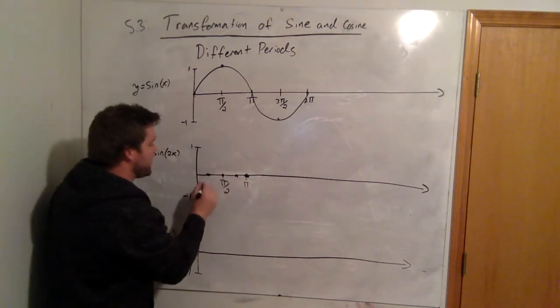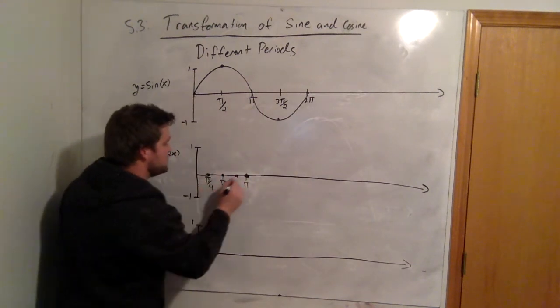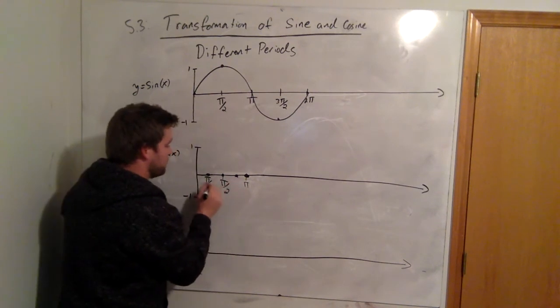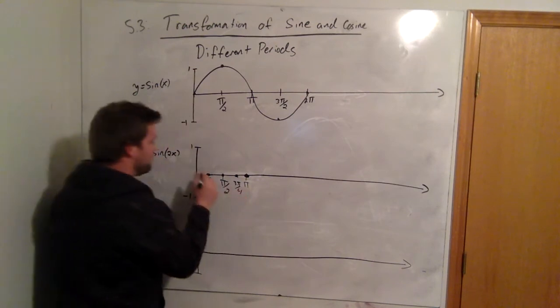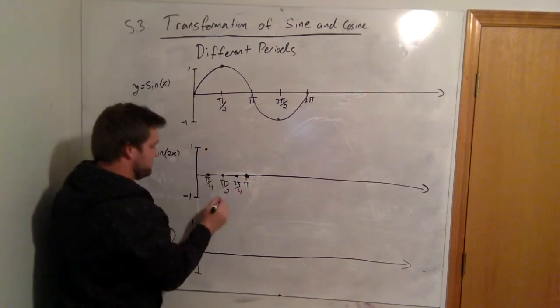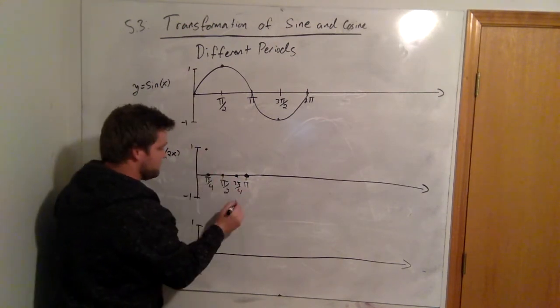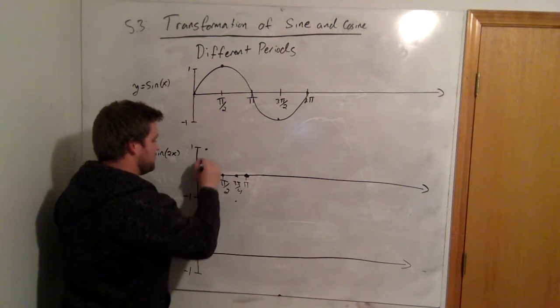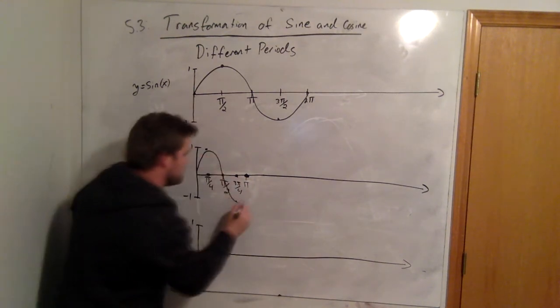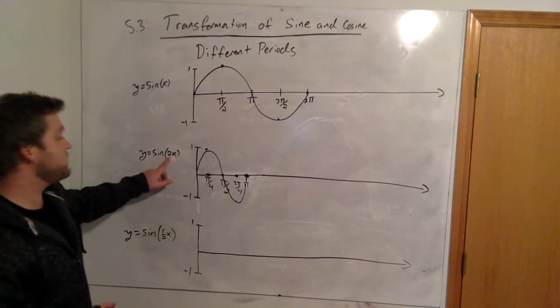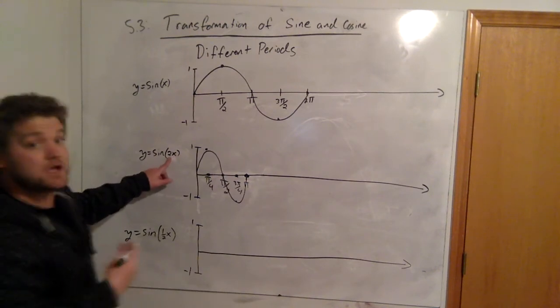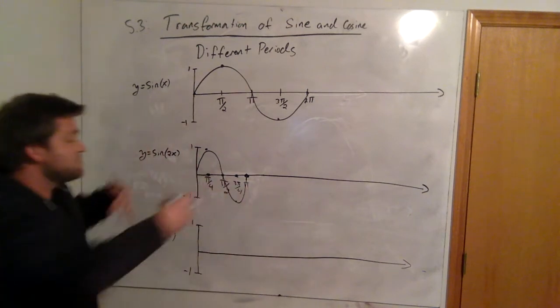So this new graph here, so 1 pi over 4, 2 pi over 4, 3 pi over 4. The graph here will be compressed. So when I multiply the x value by a number bigger than 1, that's going to compress my graph.